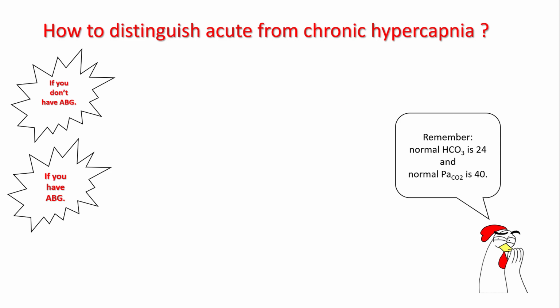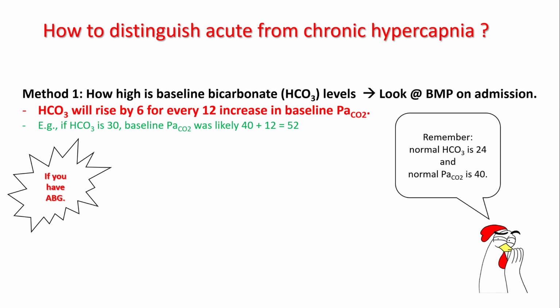There are two ways to figure this out. If you don't have an ABG, look at the baseline bicarb, and the best number will be to look at the basic chemistry on admission, and the rule is bicarb will rise by 6 for every 12 increase in PaCO2. Normal bicarb is around 24 and normal PCO2 is 40. So if the patient has a bicarb of 30, the baseline PaCO2 will be 40 plus 12, that is 52.